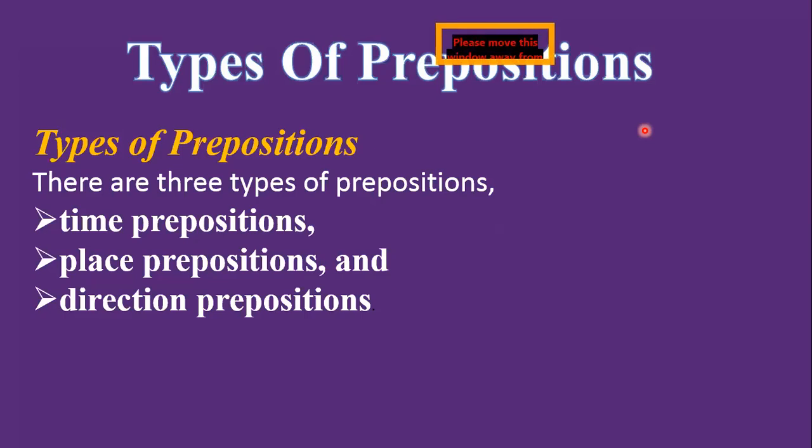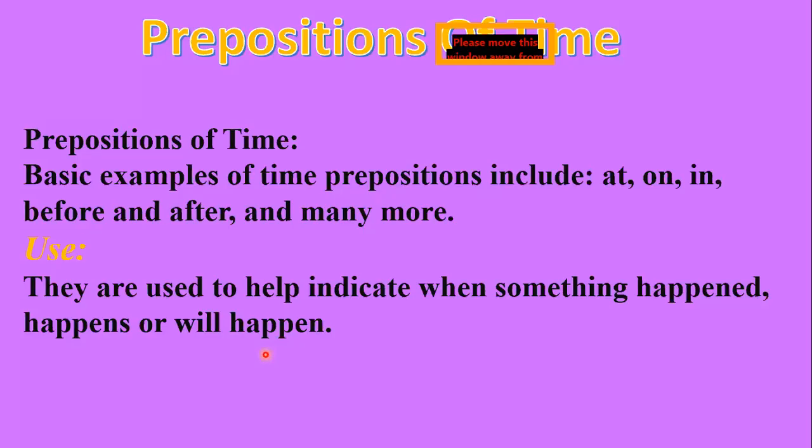Okay children, let's move on. So, prepositions of time. The first one that we are doing today is prepositions of time. Now, what are prepositions of time? Let's read together. Basic examples of time prepositions include at, on, in, before, and after, and many more. We can also use other prepositions of time like since, from. Okay, so there are many more.